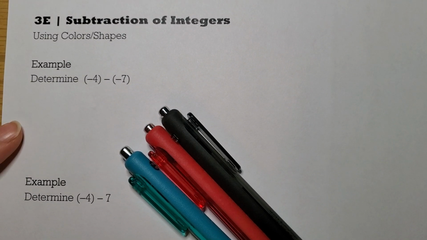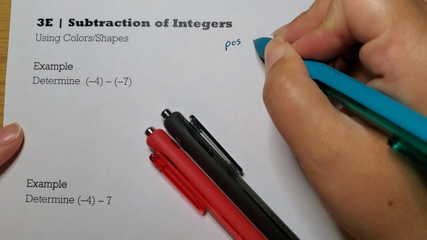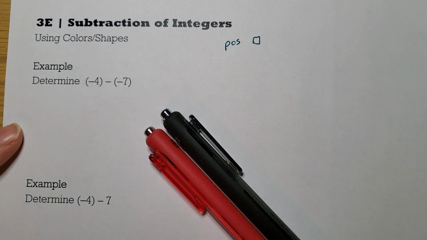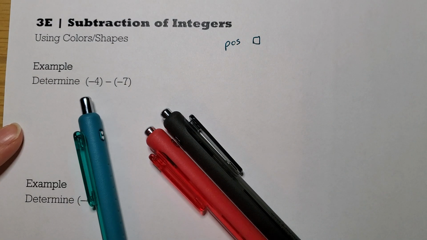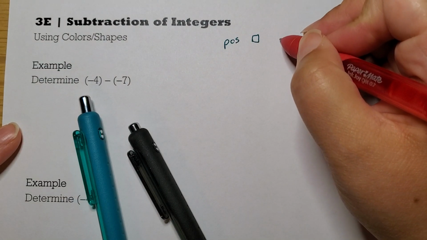So let's say that we represent positive numbers by using this teal colored square, and let's represent negative numbers by using a red circle.